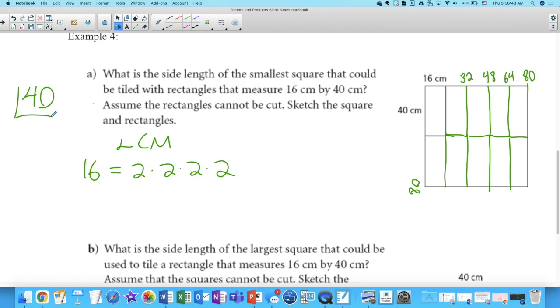I'm dealing with the 40, right? I want to find the LCM of 16 and 40. Okay, there we go. That's better. I was like, something's wrong there. 2 times 10, 2 times 5. There we go. Whew, all right.